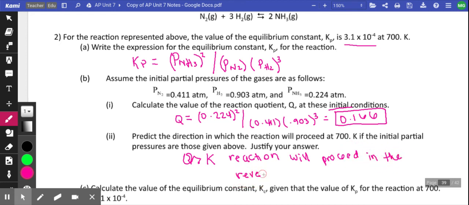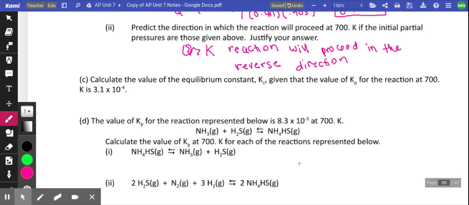And again, why is it proceeding in the reverse direction? Because we need to use up some of our products and we need to make more reactants here. The numerator's too large, denominator too small, and that's giving me a very large Q value here. If I want Q equal to K, which is when we get to equilibrium, the reaction has to proceed in reverse here.